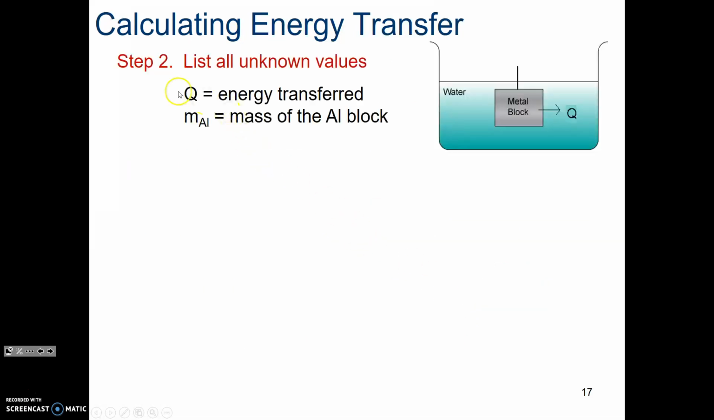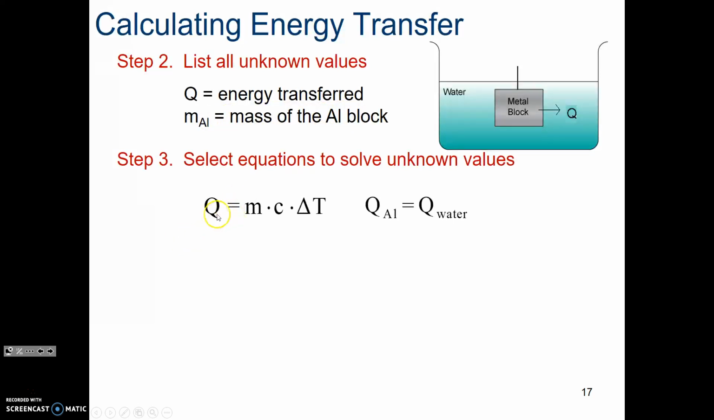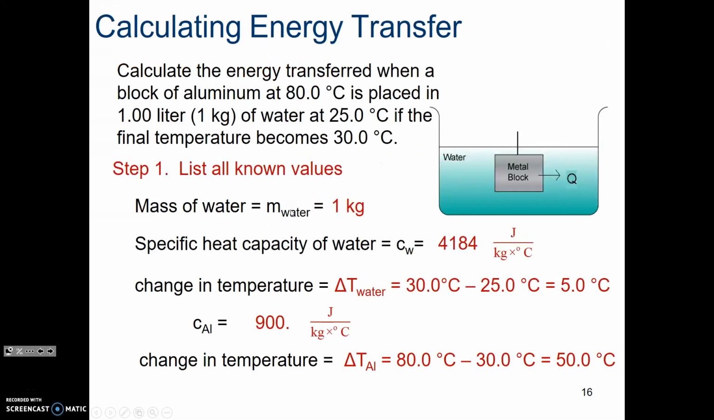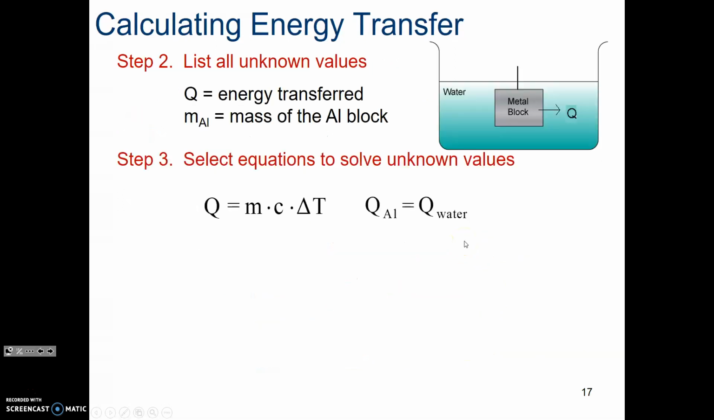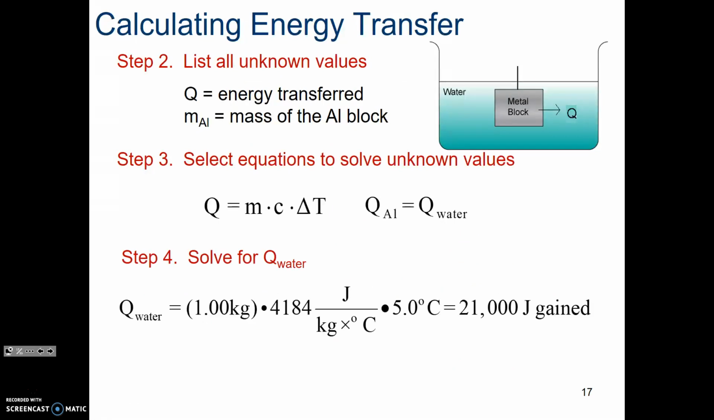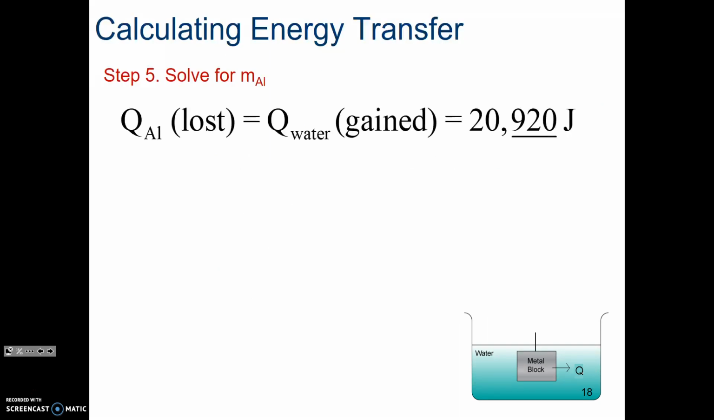Now, we're going to list all our unknowns. We don't know what the heat is, and we don't know the mass of the block. So we're going to first solve for the heat. Do Q equals mc delta T, where c is 4,184. All right. That is going to be 1 times 4,184 times the 5 degrees change. That's 2,100 joules gained.